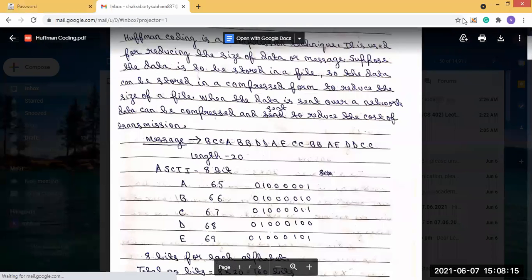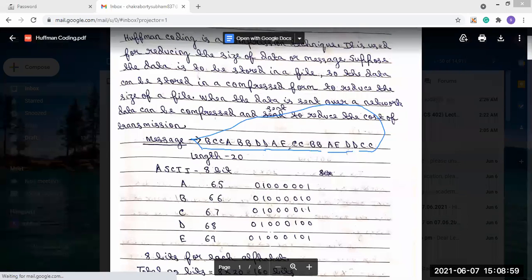Let's say there is a message present: BCCA, BB, DD, AE, CC, BB, AE, DD, CC. This is the total length of the message. If you observe, how many characters are present here? There are 20 characters present: 1, 2, 3, up to 20. So the message length is 20 bits.